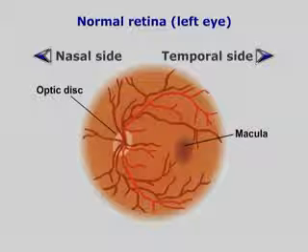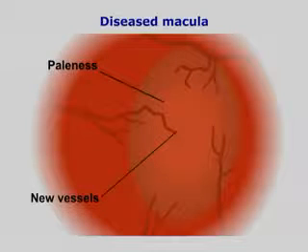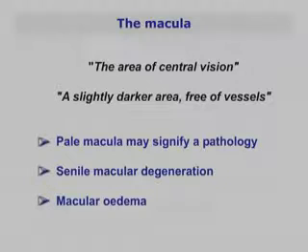The macula appears as a darker structure free of blood vessels. If the macula is pale, it may signify a pathology. Macular degeneration is a common cause of poor central vision in the elderly. Record your findings and then repeat your examination on the other eye.